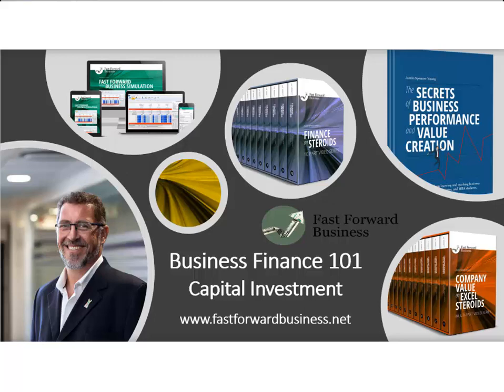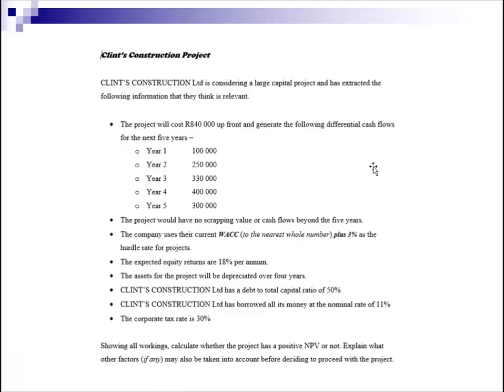In this video, we're going to make use of some of the theory we've learned in the time value of money and the NPV exercise that we've done, and the sources and costs of capital. We're going to combine this all together in order to do an exercise. So this is quite a simple exercise about a Clint's construction business.